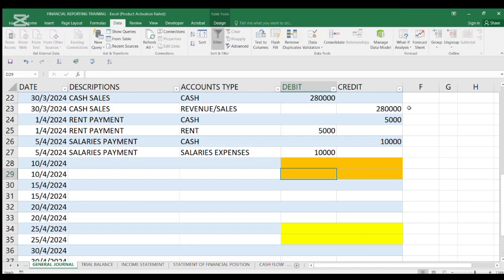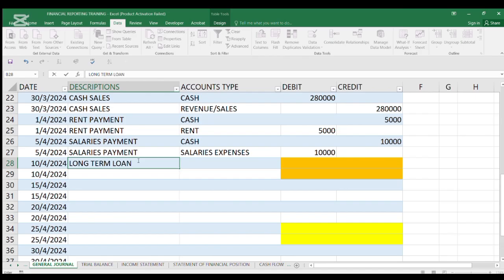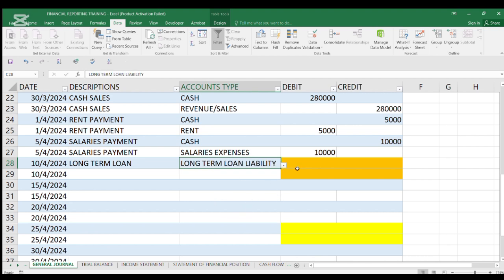It's a long-term loan. So we come here and say long-term loan. So you come here and select long-term liability, long-term loan liability. We have long-term loan liability. We select it. So this money he received.